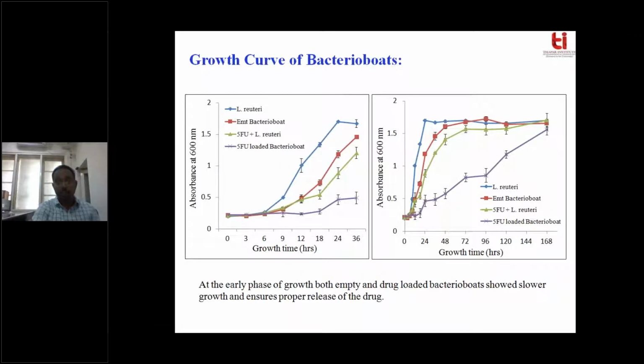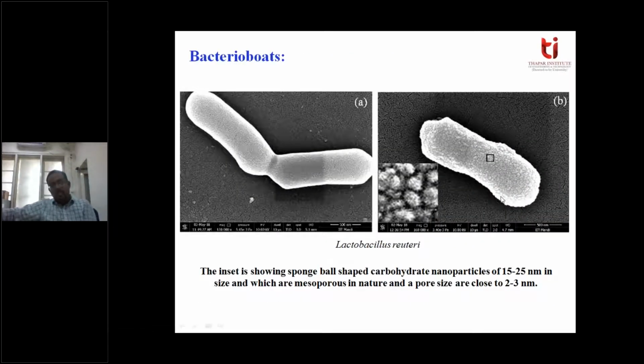So the first point was here. Once we did this encapsulation of the nanoparticles on the bacteria, we are calling it bacterial boat, by the way. That's the term we're using for this nanoparticle encapsulated bacteria. Bacteria as a vehicle. Boat means which carries a lot of cargo, right? So cargo transferring bacteria, which is a bacterial boat.